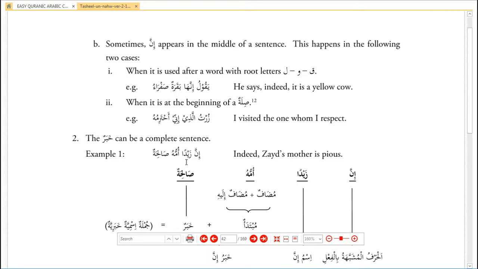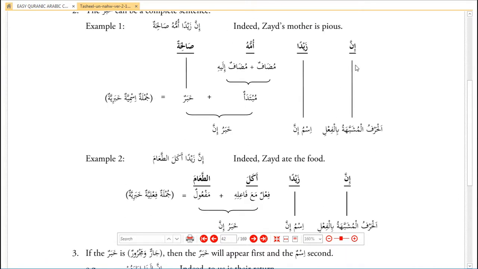Inna Zaydan ummuhu salihatun. So the tarkib is, if you look at it, inna is al-huruf al-mushabbaha bil-fi'l. Zaydan is the ism of inna, and ummuhu is mudaf and mudaf ilayh. Ummuhu is mudaf, hu is mudaf ilayh. Ummuhu becomes mubtada, and salihatun becomes the khabar of the mubtada. Ummuhu salihatun is a mubtada-khabar sentence. His mother is pious. Ummuhu is mubtada and salihatun is khabar, a jumla ismiya khabariya.